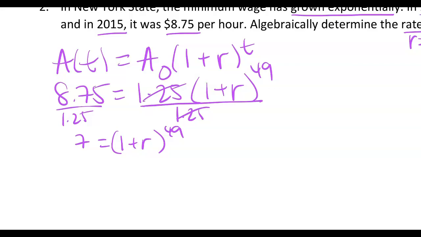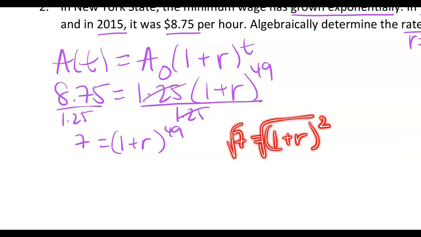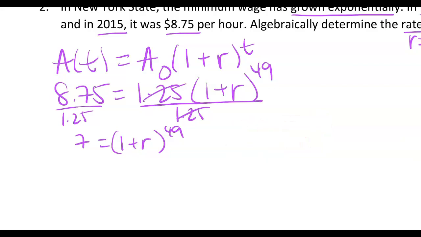Okay, think about this before we start doing anything else. If I had 7 equals 1 plus R squared, what's the opposite of squaring something? Well, the opposite of squaring something is to square root both sides. Well, it's the same thing here. This is a 49. Well, I can't do the square root on both sides, but I could do the inverse operation, which is to do the radical but make that index, which is a little number that sits on top, a 49.